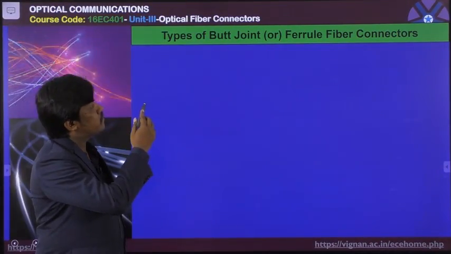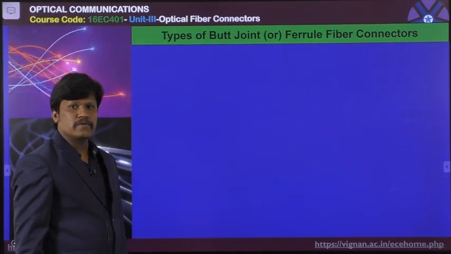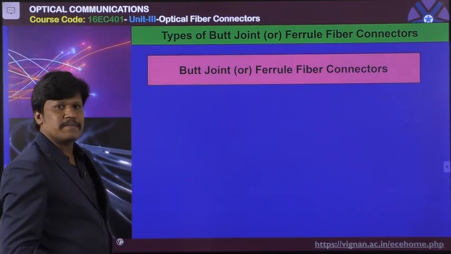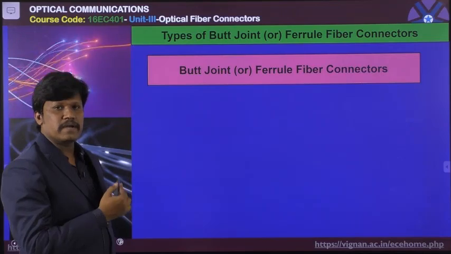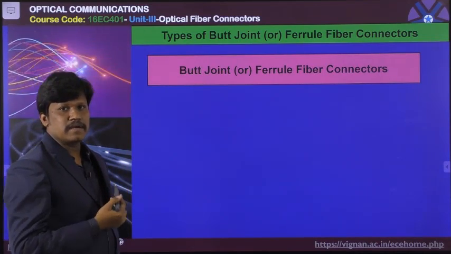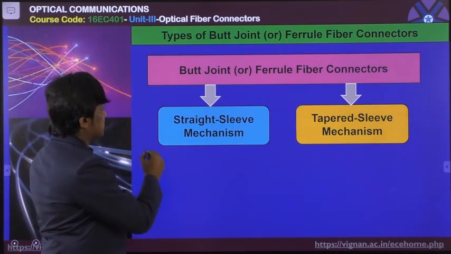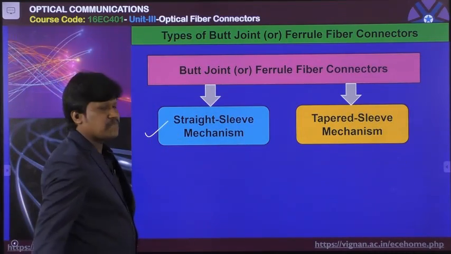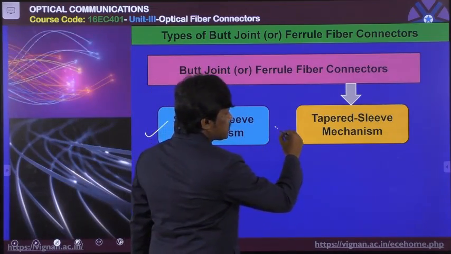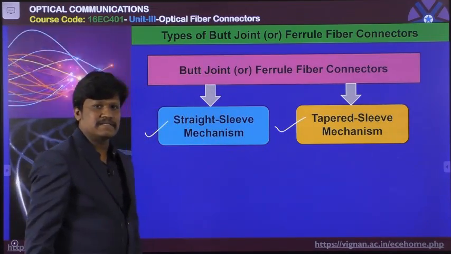Types of butt joint or ferrule fiber connectors. These butt joint connectors can be categorized into two types. One is straight sleeve connector, another one is tapered sleeve connector. First one is the straight sleeve mechanism, and another one is the tapered sleeve connector mechanism.